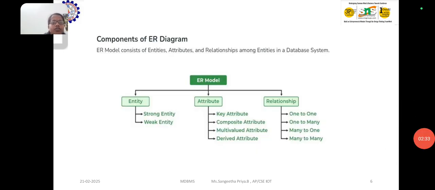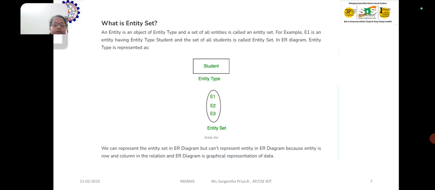Next, we are going to see the components of the ER diagram. The components of the ER diagram are split into three types. The first one is entity, the second one is attribute, and the third one is relationship. Under entity: strong entity and weak entity. Under attribute: key attribute, composite attribute, multi-valued attribute, derived attribute. Next, relationship: one to one, one to many, many to one, and many to many.